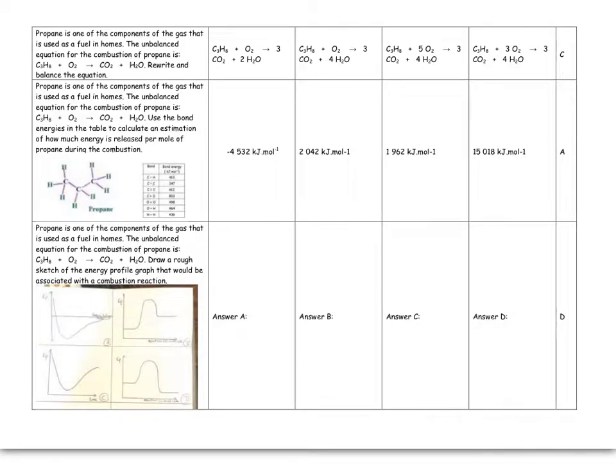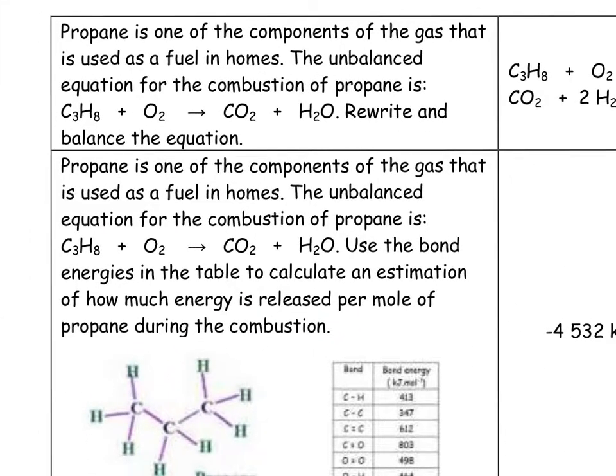Propane is one of the components of gas that is used as a fuel in homes. You're given the unbalanced equation, you need to balance it. The first thing you need to do with balancing of equations, when you've got a big organic equation like this, is to say how many carbons have I got? 3 on both sides now.